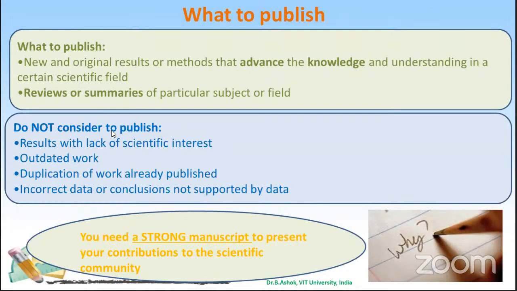So reviews or summaries of a particular subject can also be done. What cannot be published? Results with a lack of scientific interest, outdated work. For example, if you publish papers related to the two-stroke engine or floppy disks, that kind of outdated work will not sell, or sell in the sense that it is difficult to publish those works.